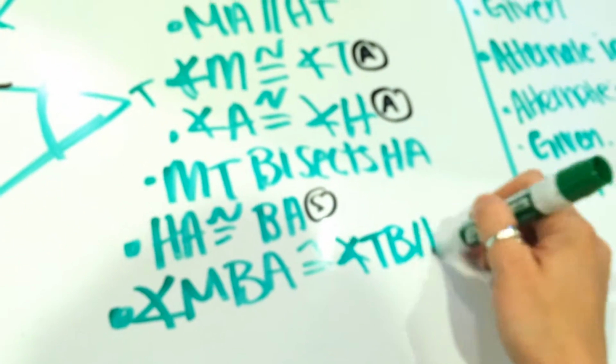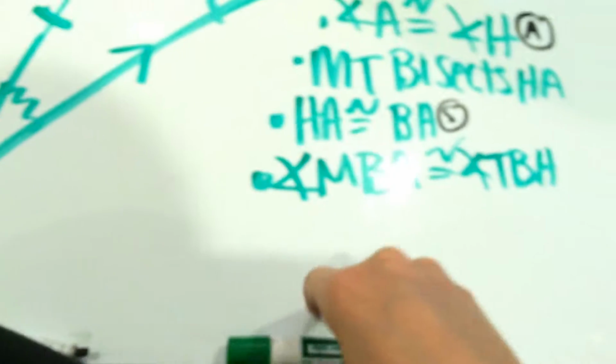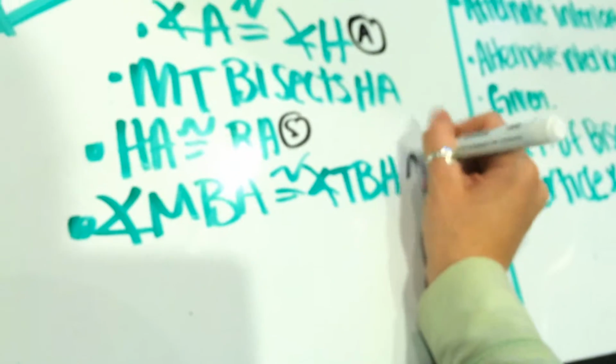And angle TBH. They're congruent because of vertical angles, and you guys would think you never use vertical angles in your life. You're wrong. So now, this gives me an angle.